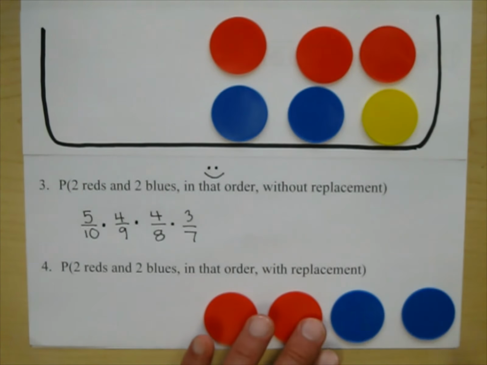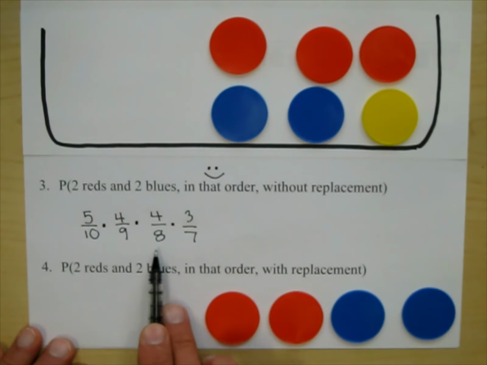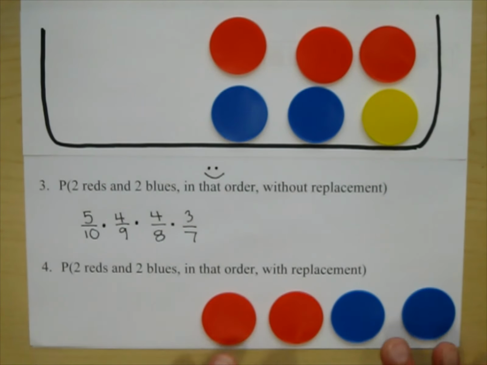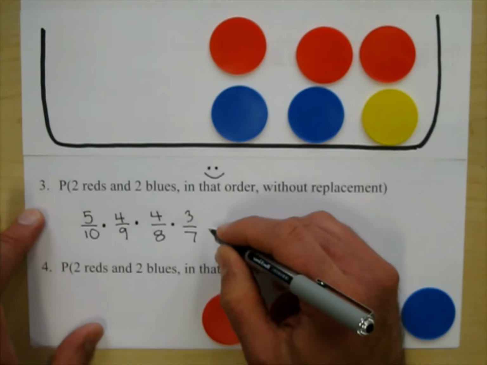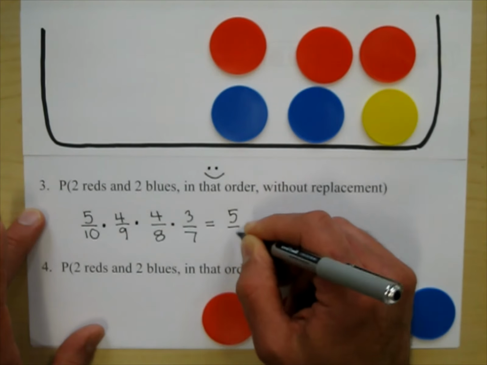And so this is what I want. I want red, red, blue, blue when I do this experiment. And you can see on the bottom we have 10, 9, 8, 7. That is 10 pick 4 on the bottom. These are permutations. We can multiply these fractions together because it says in that order and these are permutations. So let's go ahead and do that. I'm going to write this out. I'm being redundant.